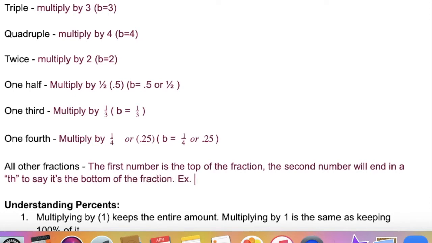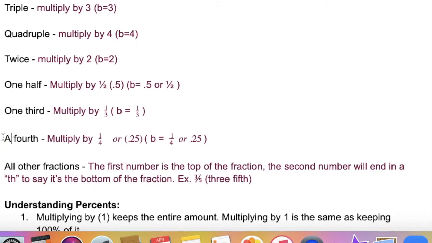So for example, if I wanted to say this aloud, they'd say 3 for the top and then fifths for the bottom. So the TH tells you it's the bottom of the fraction for that second number. So that's how you'd say that fraction. It's 3/5. The only other thing is they don't have to put 1 in front. They could say like a fourth. And a fourth still means 1 out of 4, because a only means a single 1. All right, so that's everything about the words that they could use to explain this.